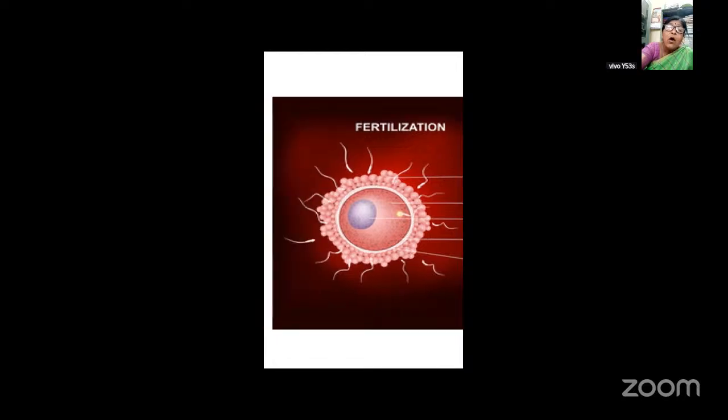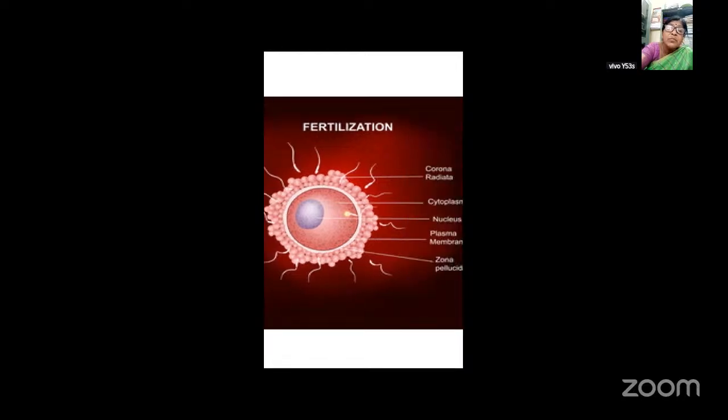Of all these sperms, only one sperm will enter into the egg, and only then fertilization occurs. The vitelline membrane which surrounds the egg will not allow the other sperms to enter. So only one sperm will enter into the ova, and then it will fuse and form a zygote. So this is the schematic.